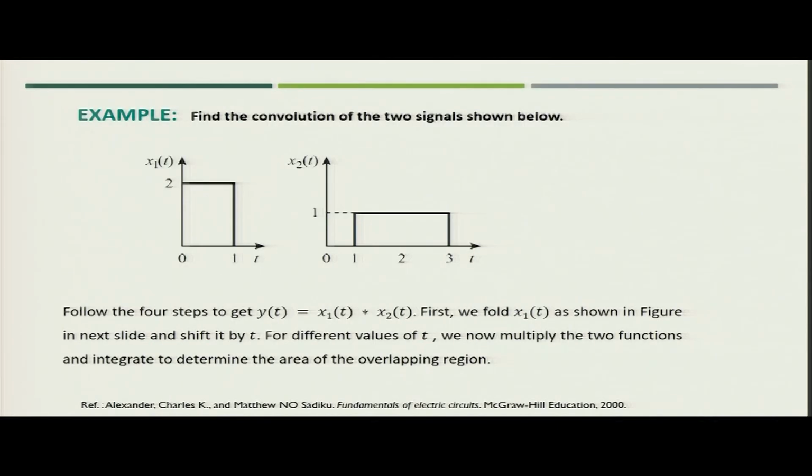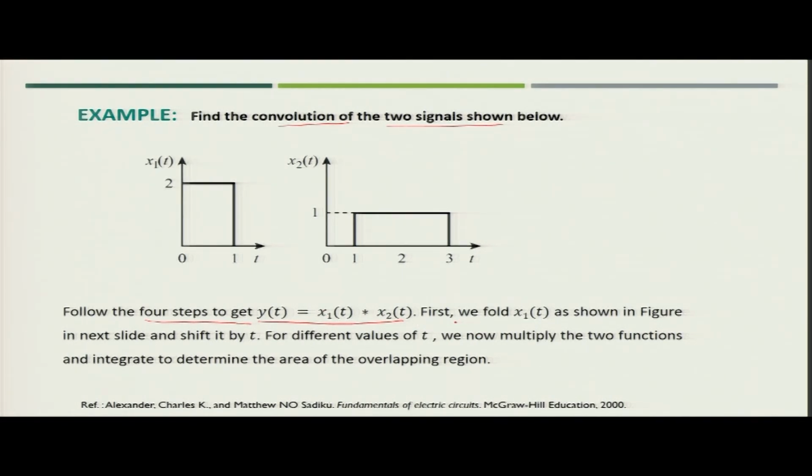Let us say that we have two functions, one is x1(t), which is as shown in the figure, and x2(t) is also as shown in the figure. What we have to do is find the convolution of the two signals, that is x1 and x2. So, the 4 steps which we discussed, we will follow them and try to find the convolution of x1 and x2.